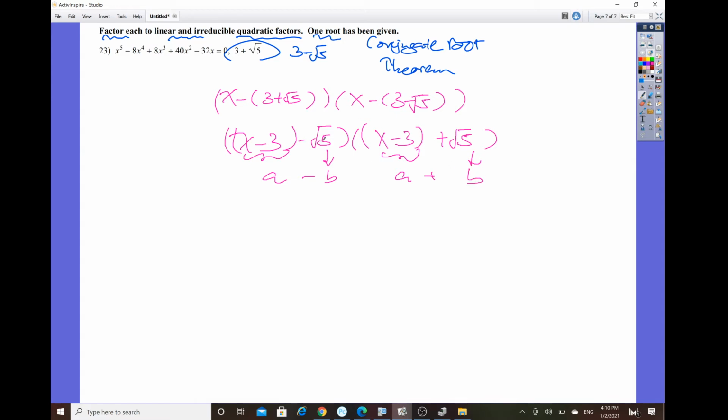Multiplied out, the divisor is x minus 3 quantity squared, and negative root 5 times positive root 5 means minus 5. Then expand it: x squared minus 6x plus 9 minus 5. You can FOIL this if you don't know what I'm doing; basically I'm just applying the perfect square pattern. So x squared minus 6x plus 4 is the new divisor.